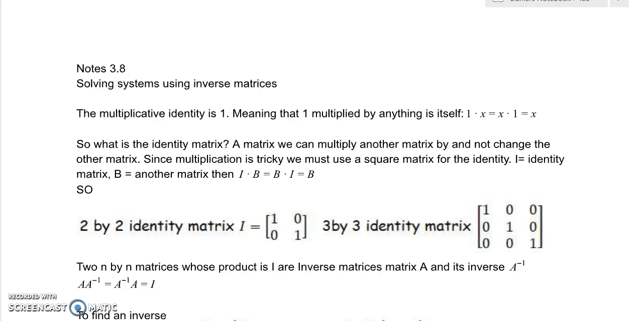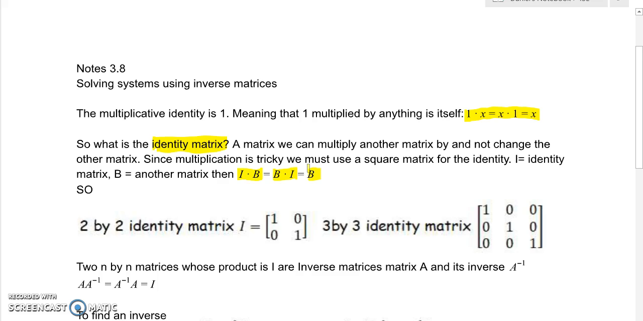Let's take some notes. We're going to be using inverses of matrices to solve, which means we have to figure out what the inverse of a matrix is. The multiplicative identity is 1 in regular old math, meaning 1 times anything is itself, no matter which way you do it. An identity matrix is a matrix that we can multiply by, whether it's a left or right multiplication, and still get the same matrix returned to us.